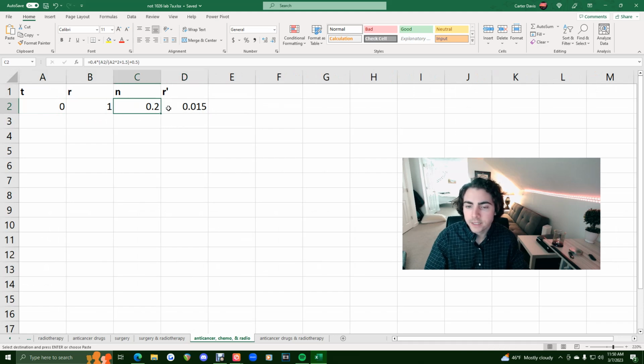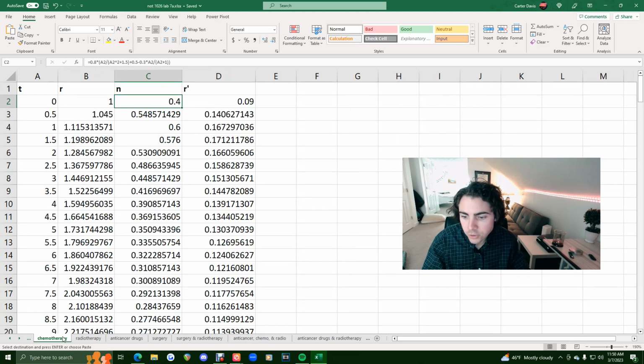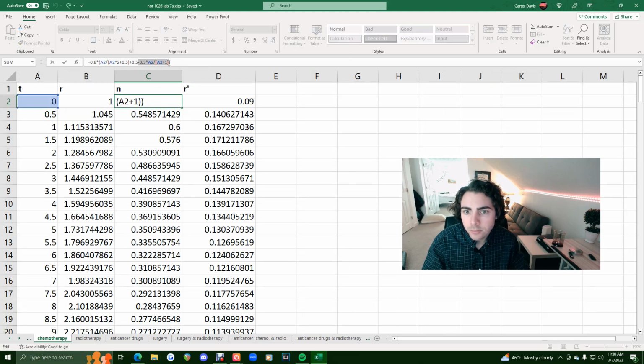Well, anti-cancer drugs was the one that changed the K1 and K2, I think they were. So it changed it from like 0.8 to 0.4, and it changed 0.3 to 0.15. So that's the anti-cancer part. Now chemotherapy, what did chemotherapy change? Chemotherapy was where we subtracted this extra bit, this chemotherapy situation, from the N calculation.